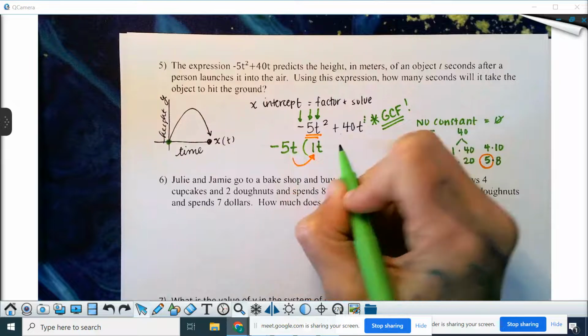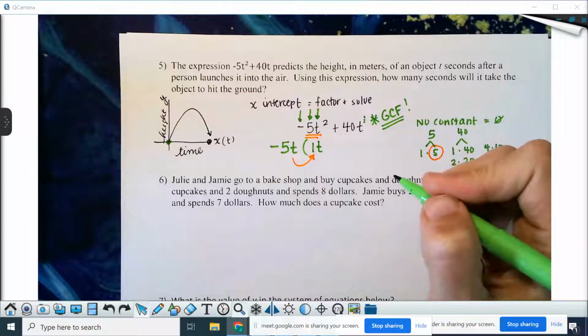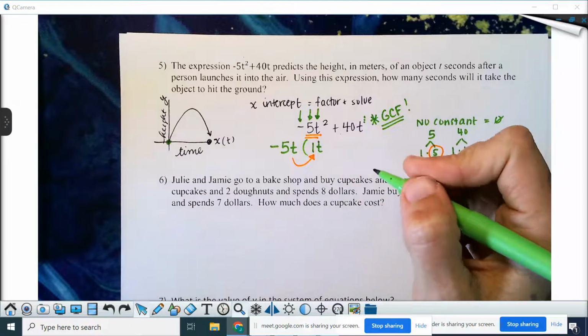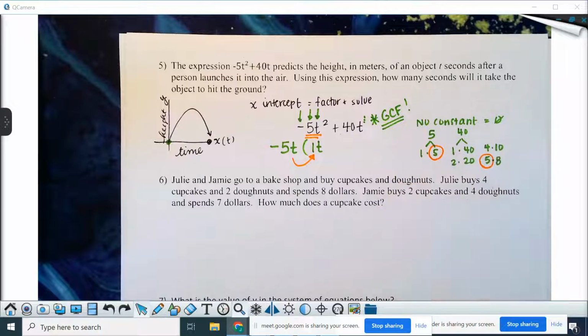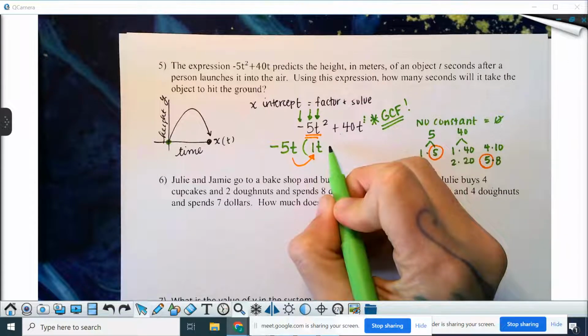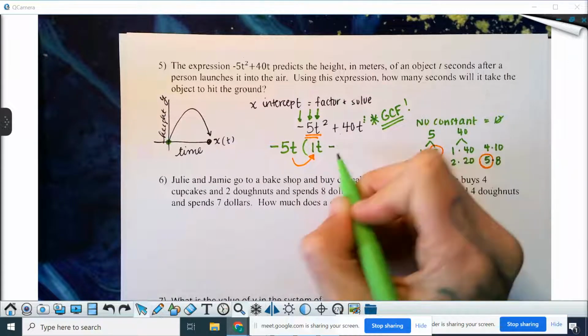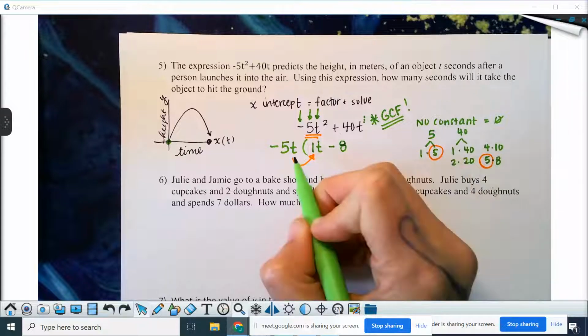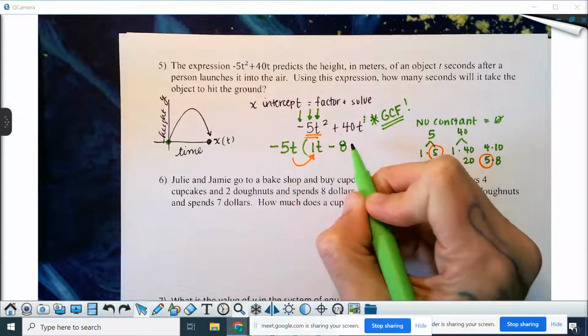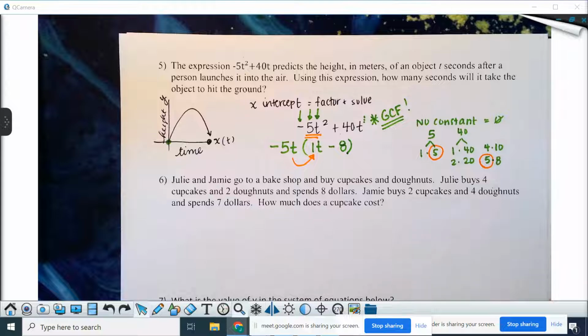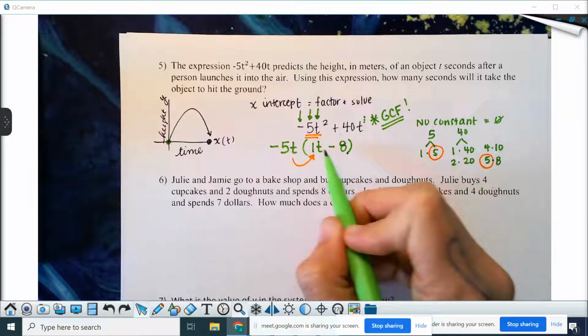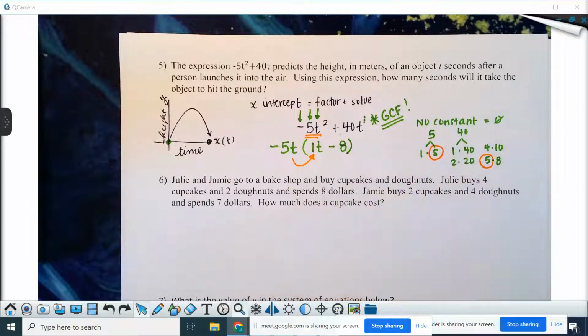Negative 5 times what is going to give me 40? What can I multiply negative 5 by to get a positive 40? Yep, definitely a negative. Negative 8, good. There's a t out here already, so we don't need a t back here. So I have negative 5t and then 1t minus 8. Now I have factored completely, so now I'm going to solve.